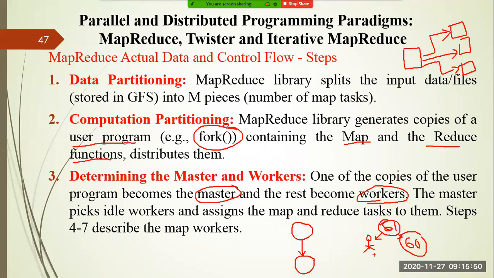And the master picks the idle worker. If some students are busy in some other work, then the teacher selects the students. That is, the master node selects the idle worker, in technical terms, and assigns the map and reduce tasks to them, so that they can solve the work. And the next steps, step 4 to step 7, describe the map worker. Once the map worker receives the data, what are they going to do?